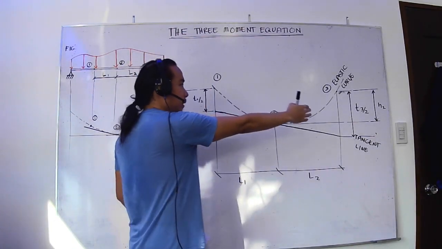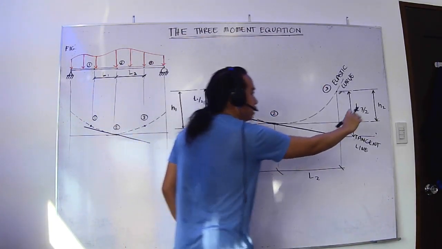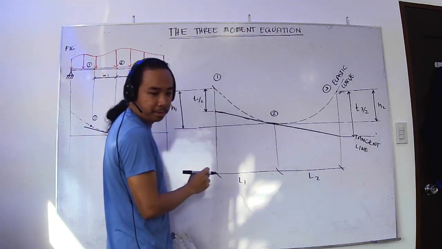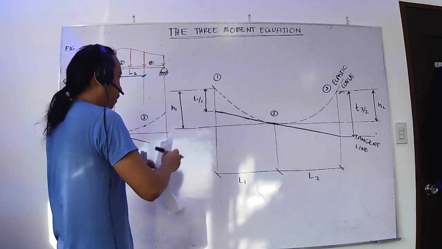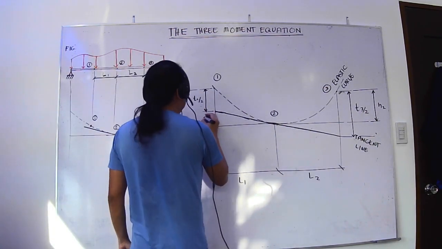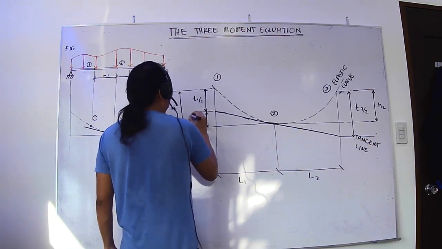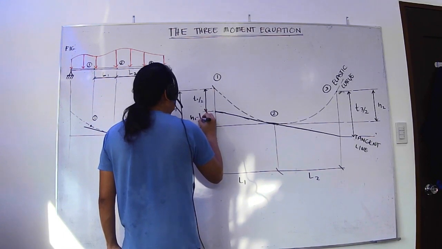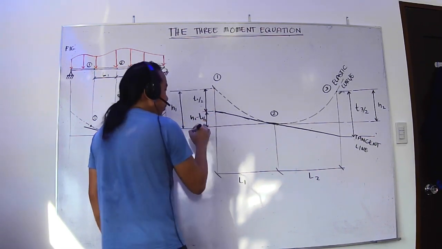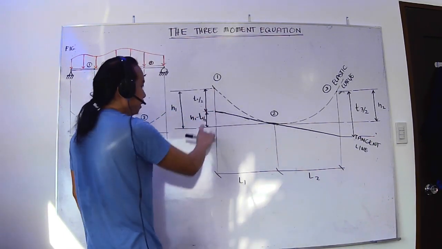T3 is our intro, H2 is their conversion. Now, if that is the case, then this is our H1 minus T1 over 2. Okay? This is that portion here.